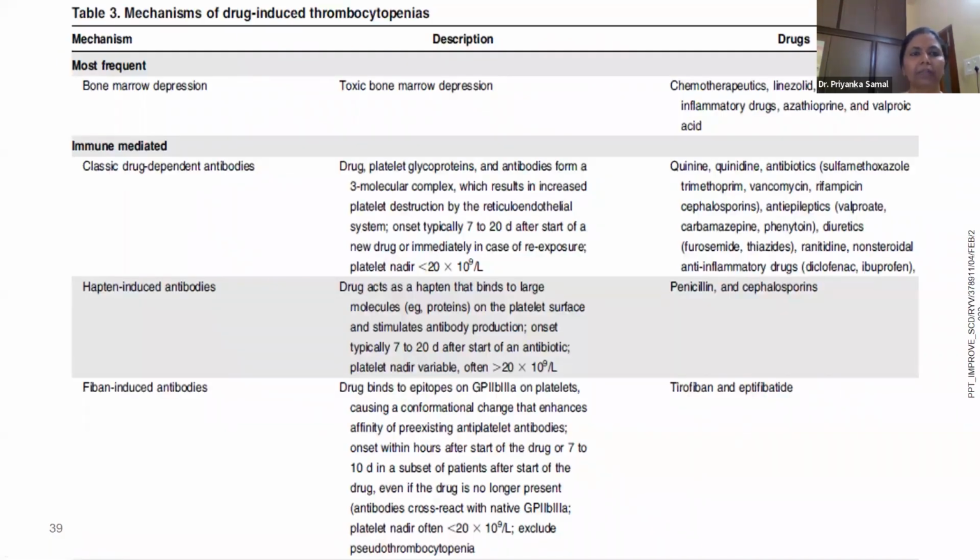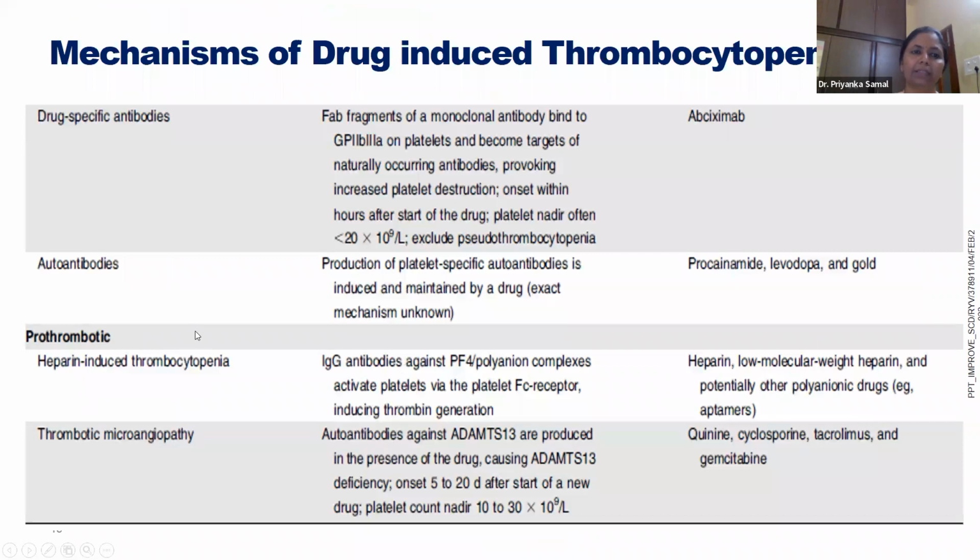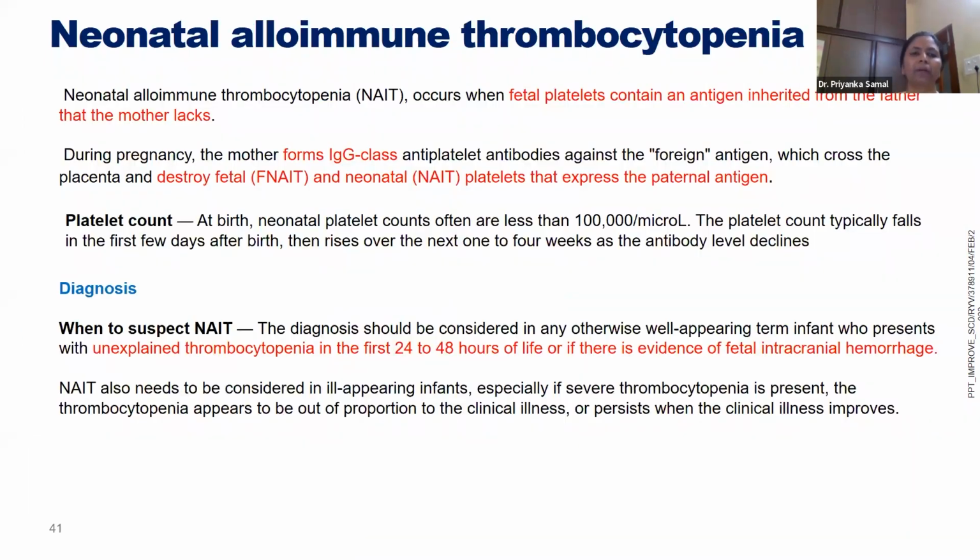So a lot of mechanisms are present when we look into drug-induced thrombocytopenia, and this is also something to consider because a patient in ICU is put on a lot of drugs. You have to see which drugs are susceptible to cause bone marrow suppression, to cause thrombocytopenia. Some of the mechanisms like bone marrow suppression are by chemotherapy, linezolid, NSAIDs, azathioprine, valproic acid. Immune mediated, a number of drugs are there. You have a list over here. You can go through the list in your textbooks or through some of the guidelines for thrombocytopenia. Then there are drug-specific antibodies, autoantibodies. We discussed heparin-induced thrombocytopenia and thrombotic microangiopathy. So that was regarding the thrombocytopenia in ICU and the OPD patients.